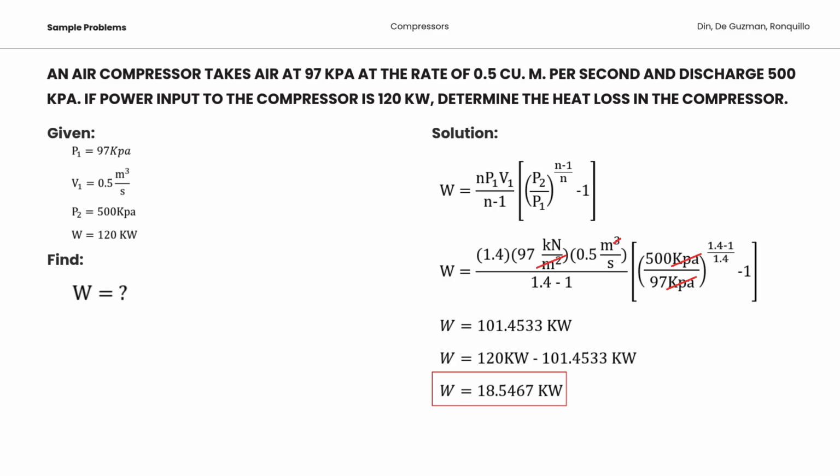So now we can substitute the given to the formula. N, in this case, is equal to 1.4. So after substituting all the given, we can now get the final work output, which is 101.4533 kilowatts. Hence, we are to determine the heat loss of the compressor, and we are given the power input of the compressor. We can now subtract the work that we had just gotten from the power input that was given to us, which is 120 kilowatts. So now for the heat loss, we get 18.5467 kilowatts.